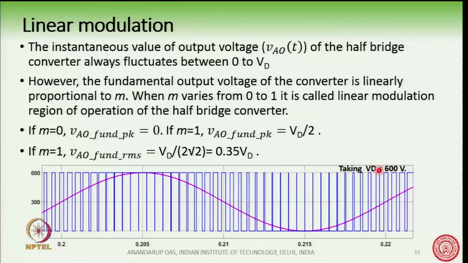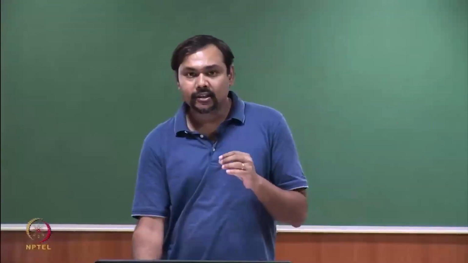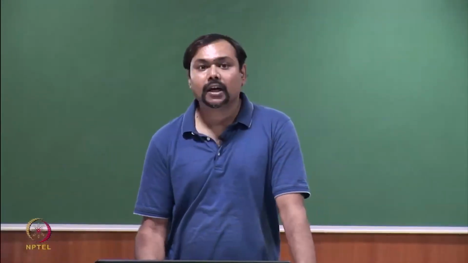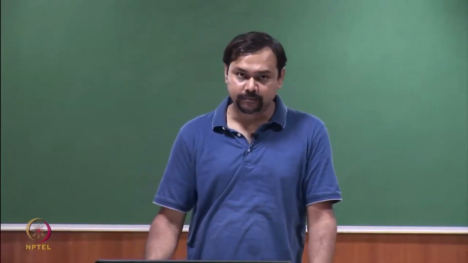Vd is a 600 volt DC bus. This is typical for 400 volt, 415 volt 3 phase AC. So, the VAO(t) is varying between 0 and 600. The pink curve here is the AC which is embedded inside this instantaneous PWM waveform.